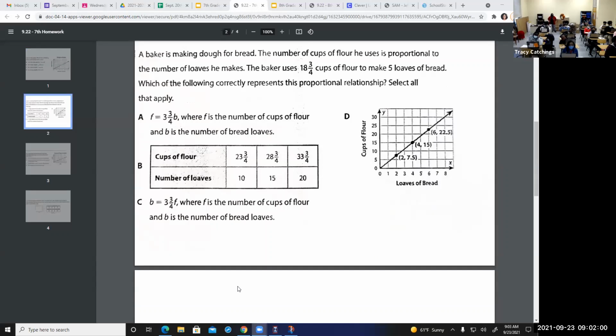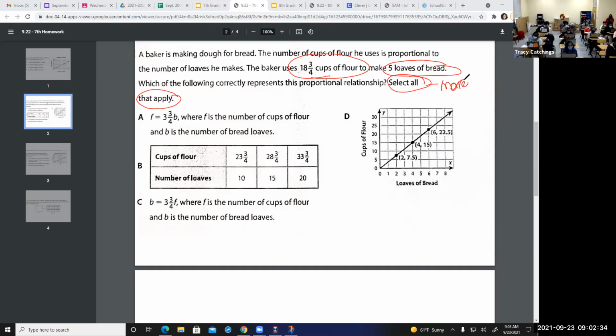Number 2 said a baker is making dough for bread. The number of cups of flour he uses is proportional to the number of loaves he makes. The baker used 18 3/4 cups of flour to make 5 loaves of bread. Which of the following correctly represents the proportional relationship? Select all that apply. What's important? He got 18 3/4 cups of flour, 5 loaves of bread. All that apply, what do they tell us? More than 1.